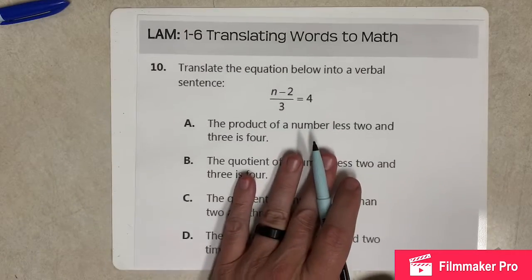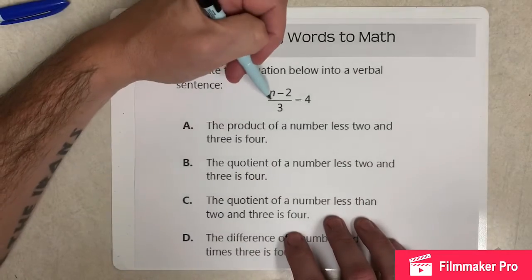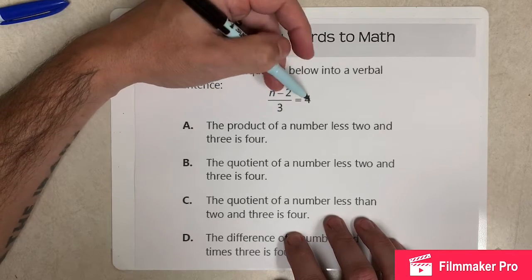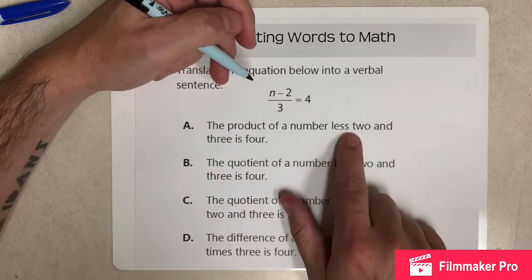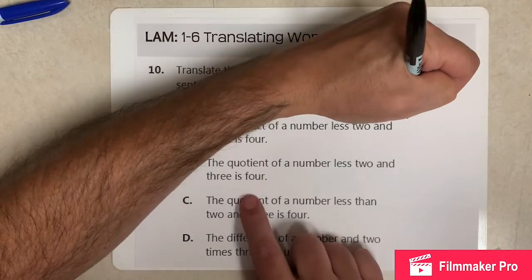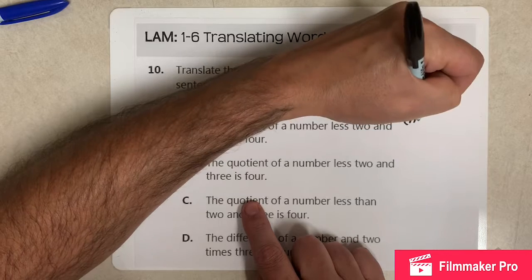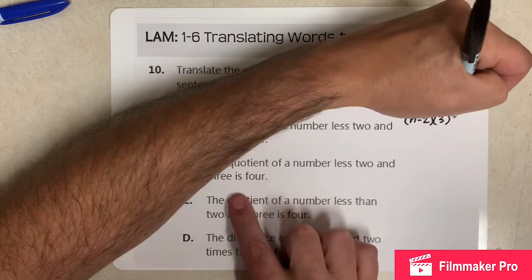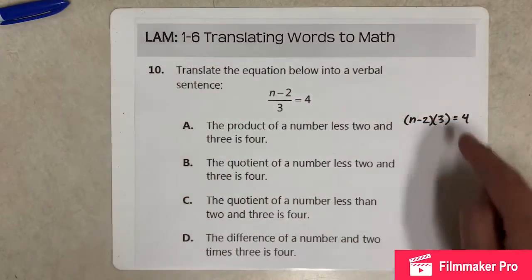And let's look at this last one. Okay, so we have the quotient of n minus 2, a number less 2, and 3 equals 4. The product of a number less 2 and 3, product now, we're multiplying, is 4. So that doesn't match up.